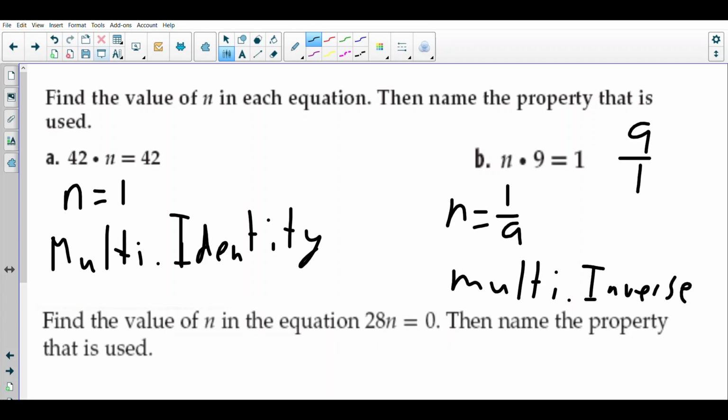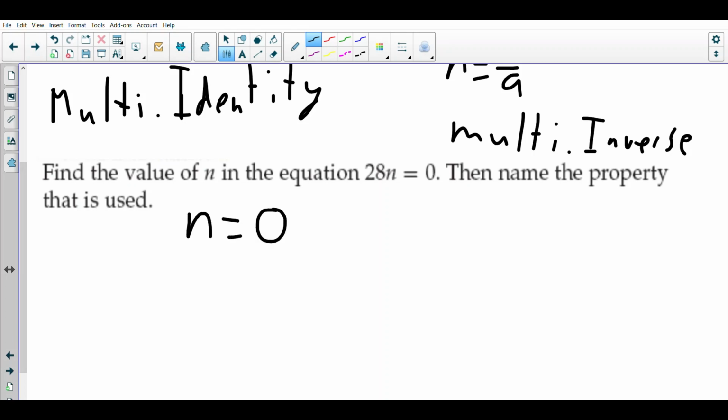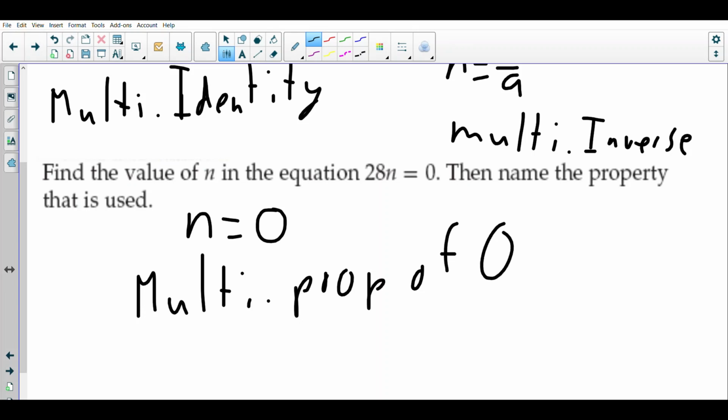Okay, let's do another one. Find the value of n in the equation 28n equals 0. So then we're going to name the property. So 28 times a number, and we get 0. Anytime we multiply something and get 0, well, we must be multiplying by 0. So that is the multiplicative prop of 0. Because we're multiplying by 0 to get 0. So that's what we're looking at.